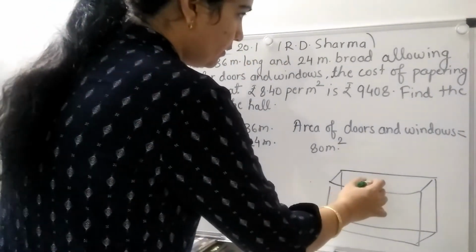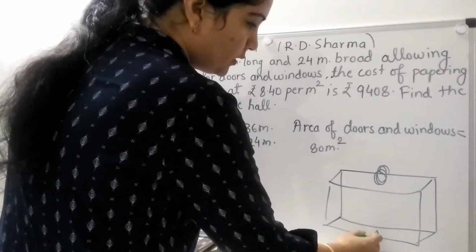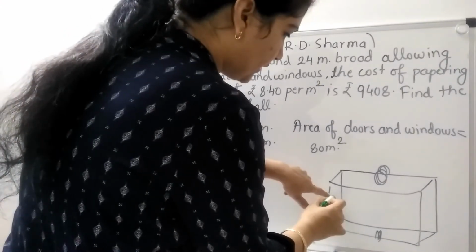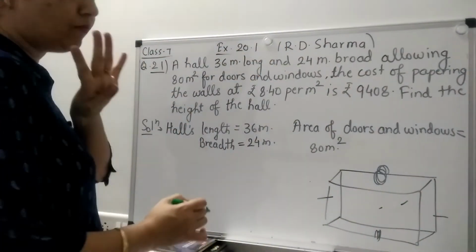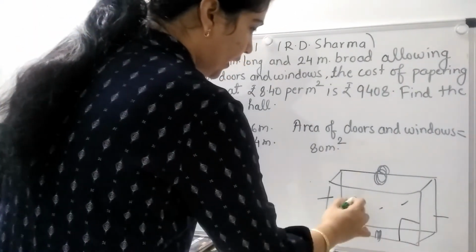Okay. So here we are not going to use the roof. And we are not going to use the tile also. So we are going to use only 4 sides. This side, this is front and this is back. There will be only 4 sides. And in that also there are some doors and windows.